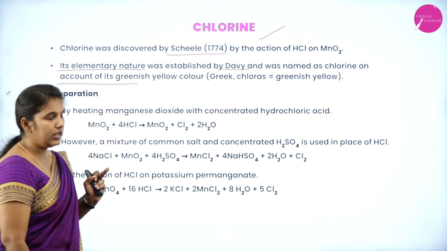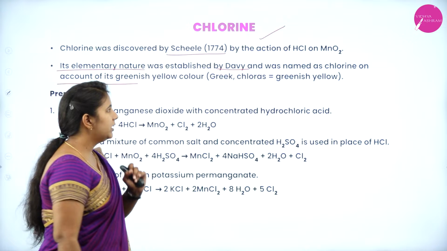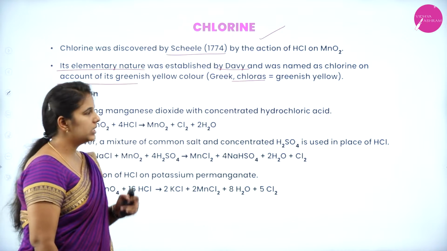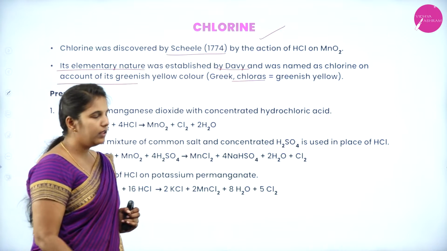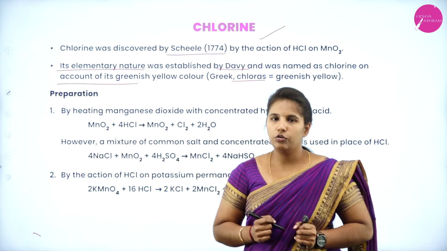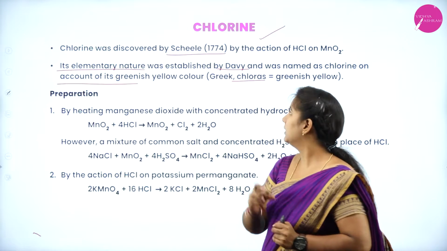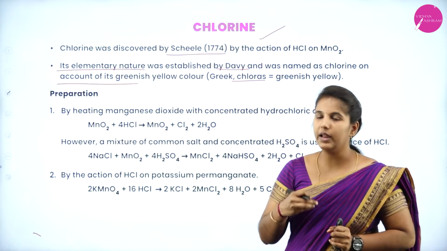on account of its greenish yellow color. On account of what? Greenish yellow color. Here you can see that in the Greek word, chloros means greyish or greenish yellow. So who discovered chlorine? It was first discovered by Scheele in 1774, and later the elementary nature was established by Davy.